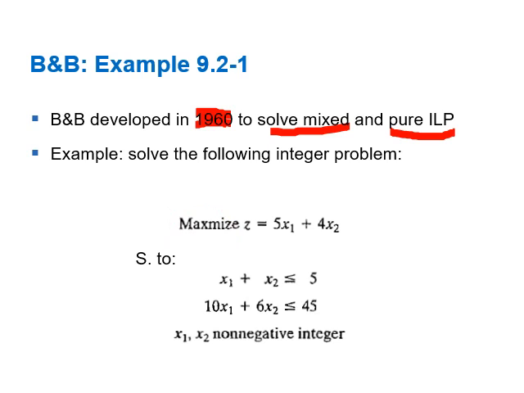Okay, then we have two variables, x1 and x2. Both of them are integers. They are not binary, they are general integers, so they can take values greater than or equal to 0, so they can take 0, 1, 2, 3, etc. Okay, and we have two constraints.